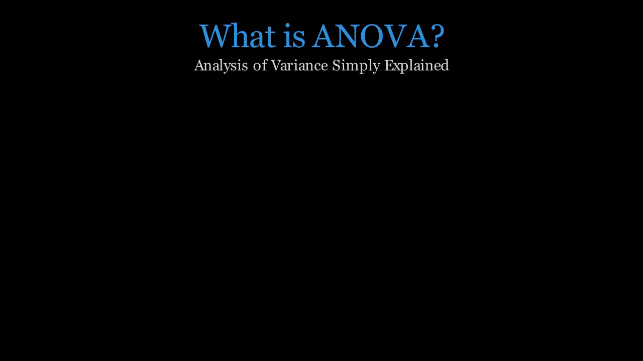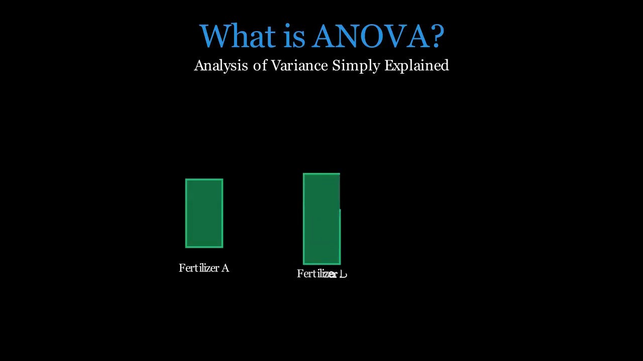Welcome to this comprehensive guide on ANOVA, or Analysis of Variance. Imagine you are a scientist testing 3 different fertilizers to see which one grows the tallest plants. You could compare them 2 at a time using t-tests, but what happens when you have many groups? Today, we will explore why ANOVA is the gold standard for comparing multiple means and how it helps us find clarity in a world of data noise.